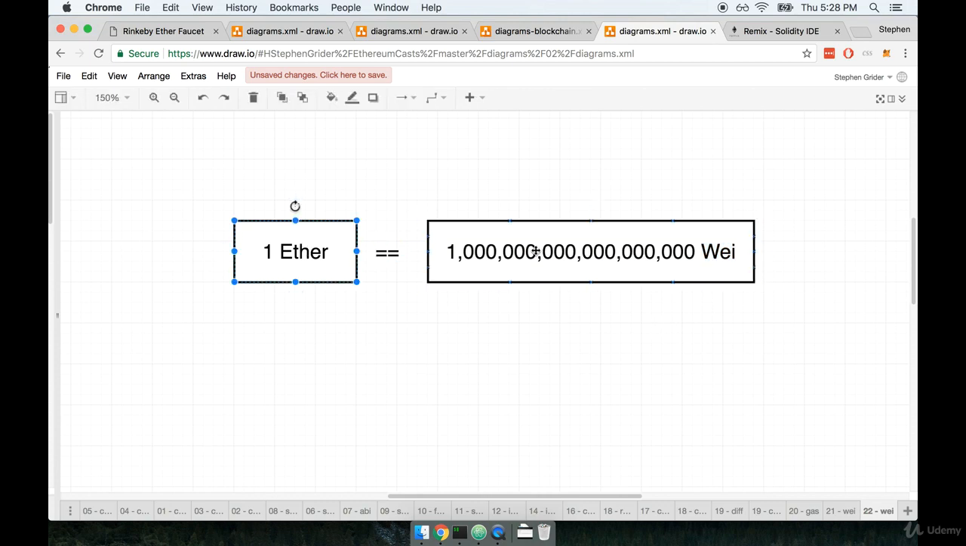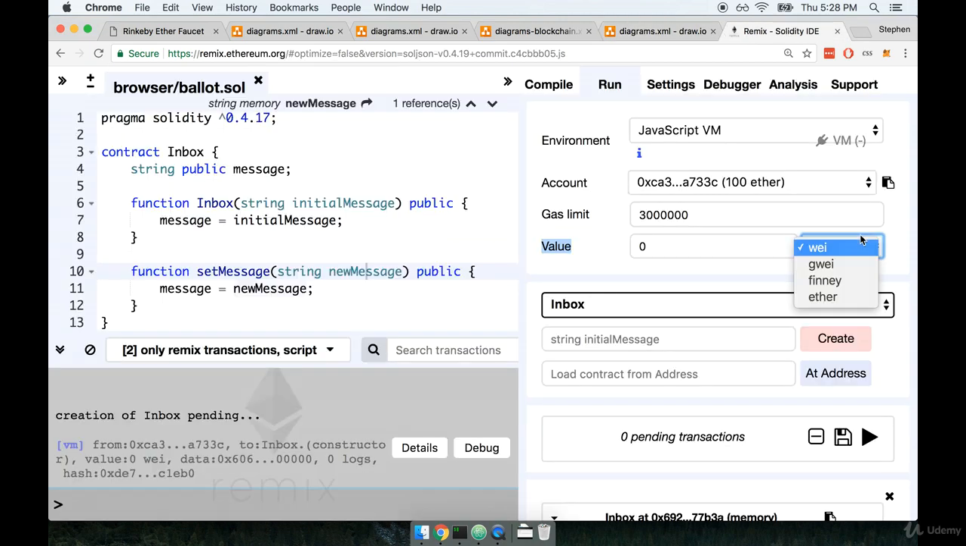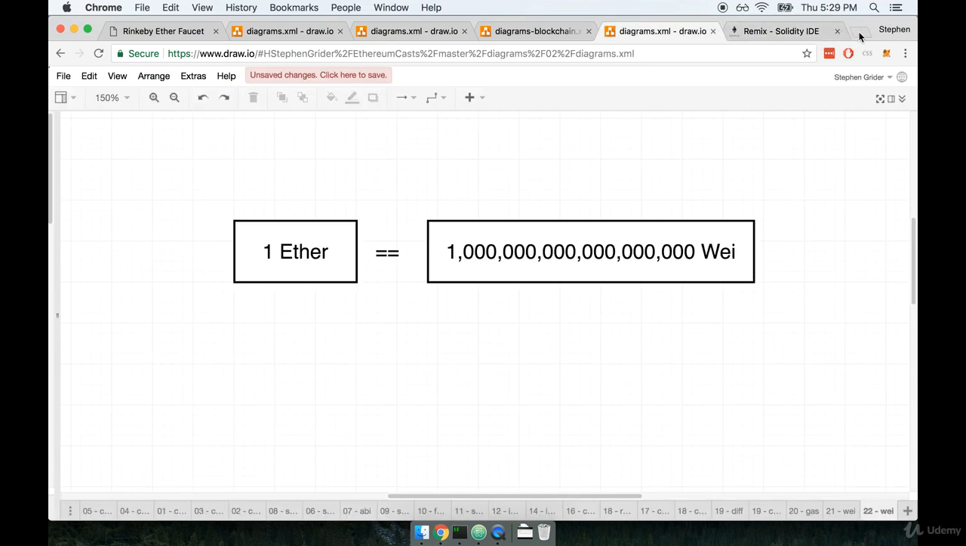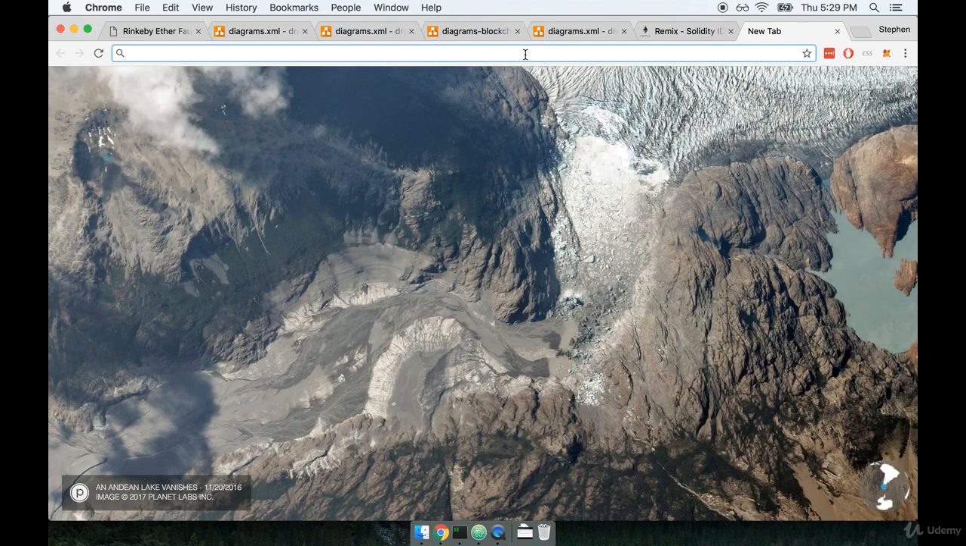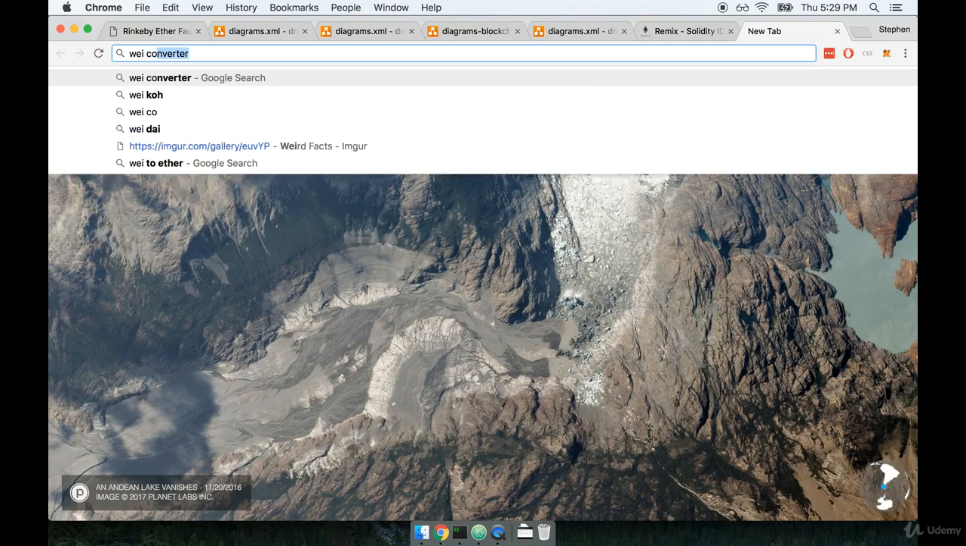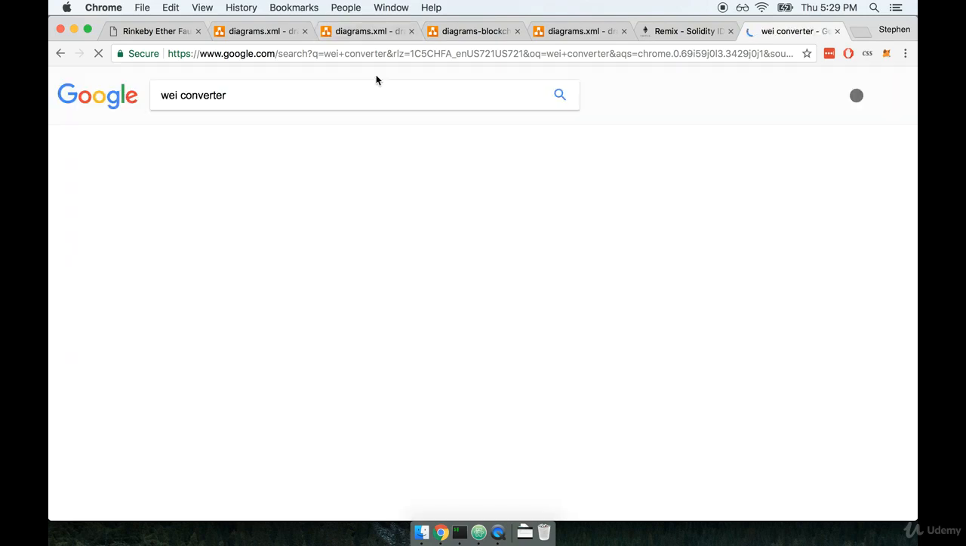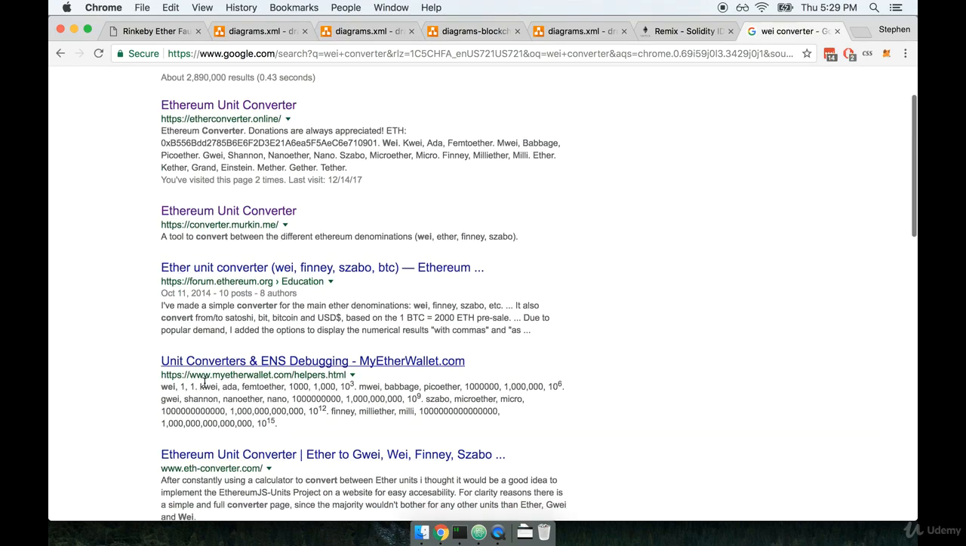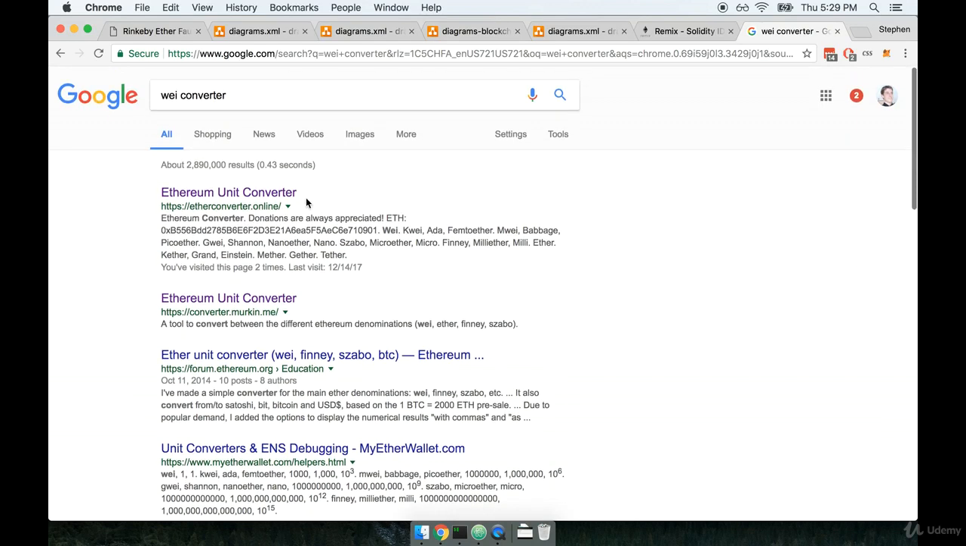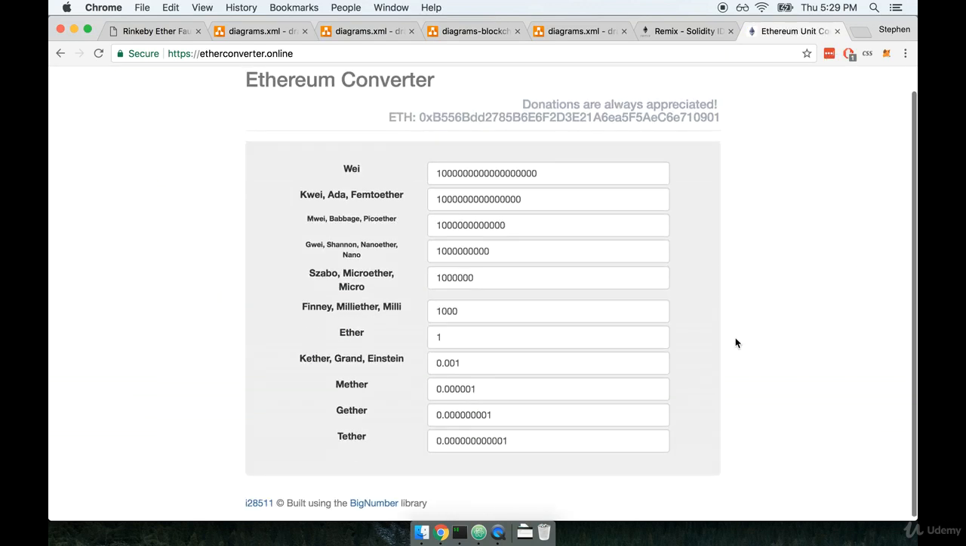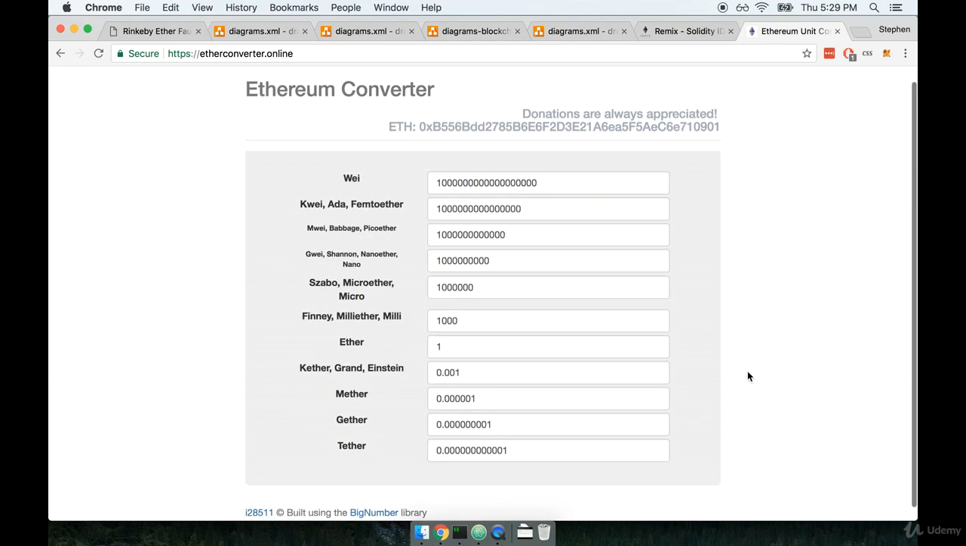Now, to convert from ether to Wei, or over to Gwei or Finney, which are also units of measurement of ether, we can use several tools online that are very easy to use and very free. If you open up a new browser tab, you can search for Wei converter, and any of these links you can check out. It'll give you an easy way to convert between these different units of measurement. This is a tool that I enjoy very much and use all the time. We can update any of these fields, and it will tell us the corresponding amount in the other units of measurement.